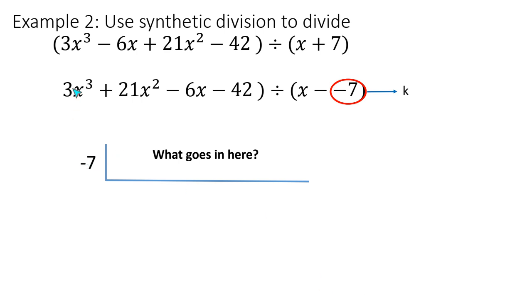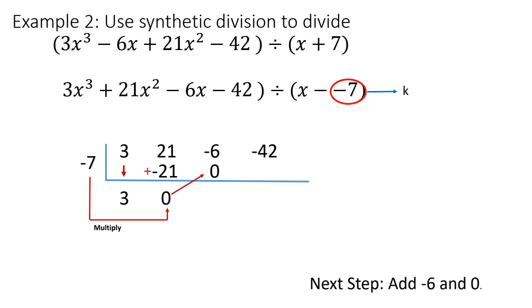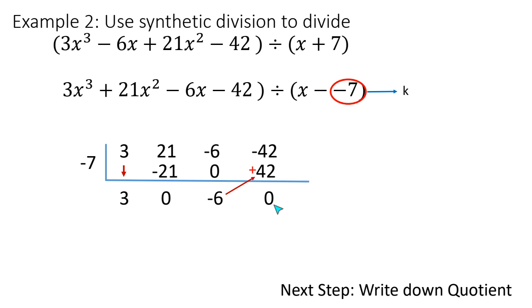Now the coefficients, we have 3, 2, 1, and then 42. Notice up here, they were not in order. So first I went ahead and put them in order. So 3, 21, negative 6, and negative 42. Bring down the 3. 3 times negative 7, negative 21, plus 21 is 0. 0 times negative 7 is 0. Plus negative 6 is negative 6. Times negative 7 is positive 42. And then we end up with a 0.